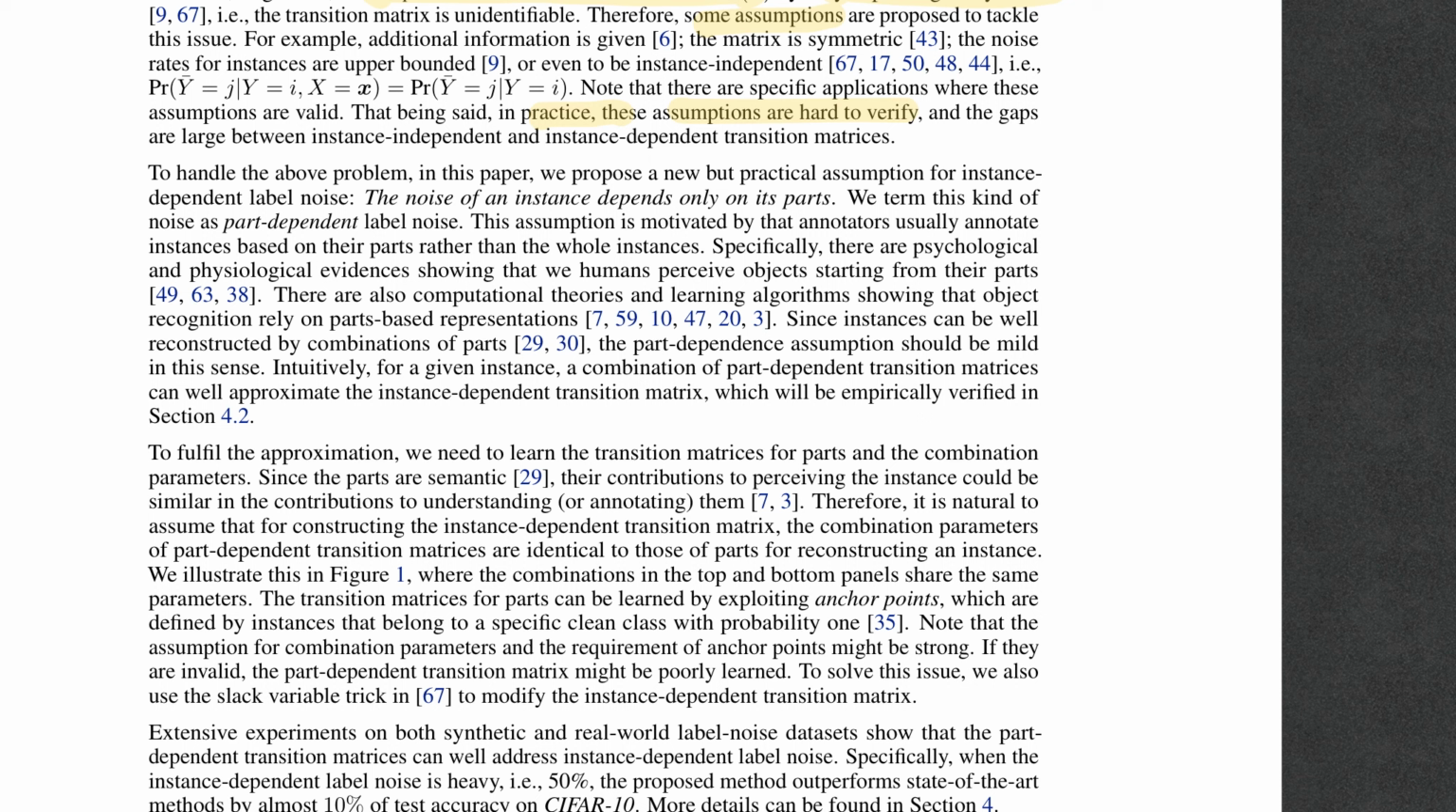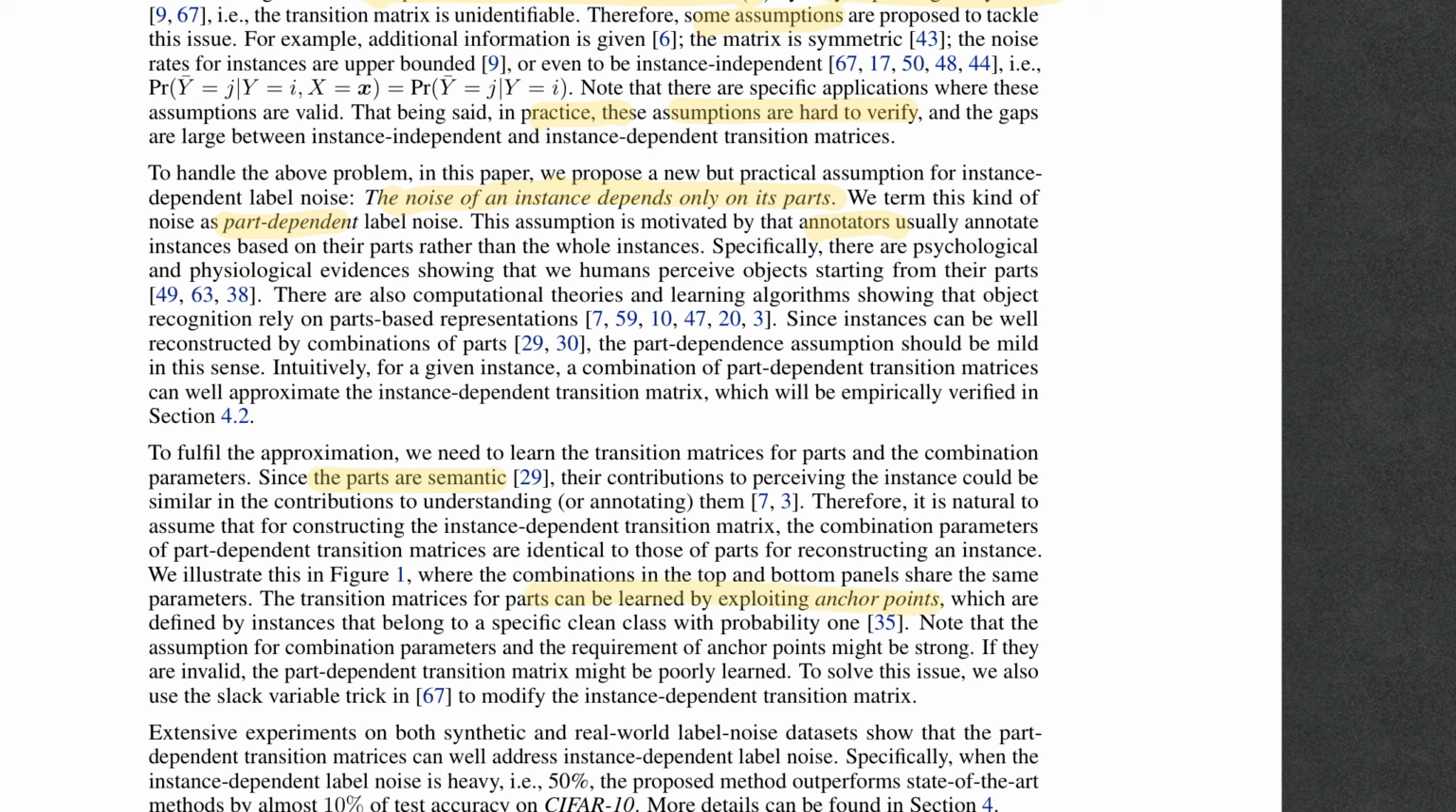In the approach proposed in this article, the assumption is that the noise for an instance depends only on its parts, which is a kind of noise they define as part-dependent. The motivation comes from the fact that human annotators usually annotate the instances based on the observed parts rather than the whole instance, and they want to use the semantic information of these parts to make it work.